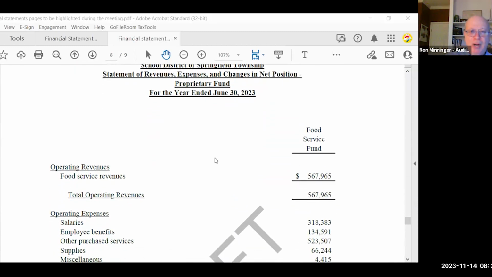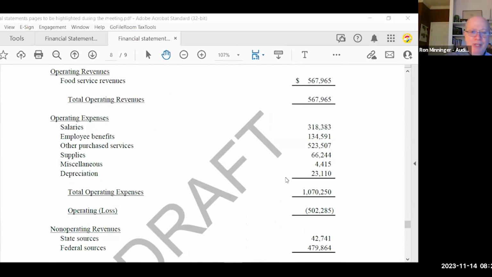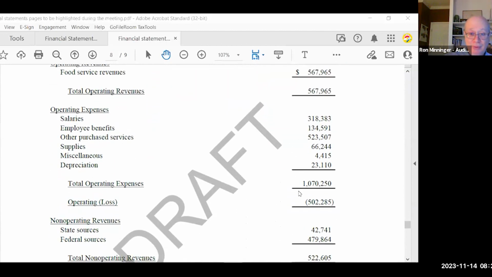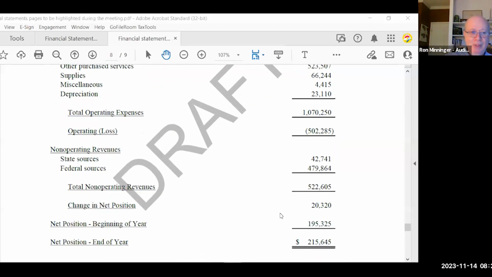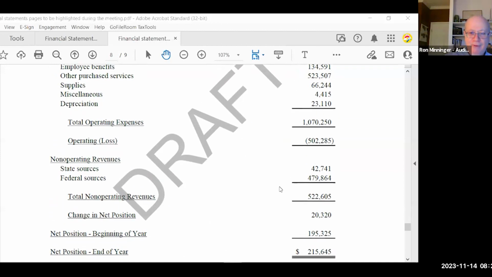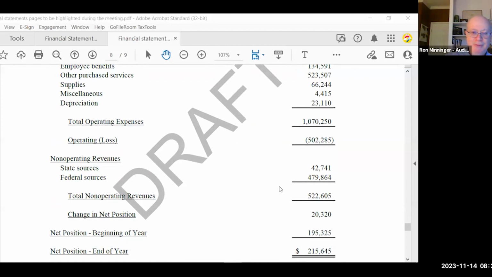Then we'll look at the proprietary fund, the food service financial statement. You can see that operating revenues were $567,000 for the year. Operating expenses are $1 million. But that deficit, this operating loss, is subsidized with state and federal food subsidies. So overall, you had a change in position of $20,000 positive, and you end the year with a fund balance or net position of $215,000.